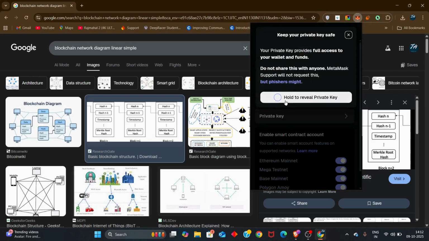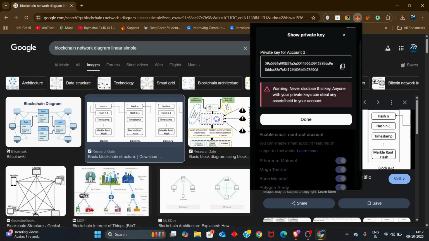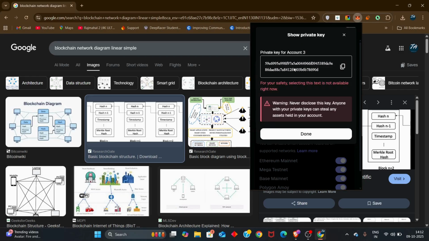So this is the private key. This thing you should not share with anybody, because if someone has the private key of your account, they can do anything with your account. They will be able to import your account just by using the private key. So you should not share it with anybody.